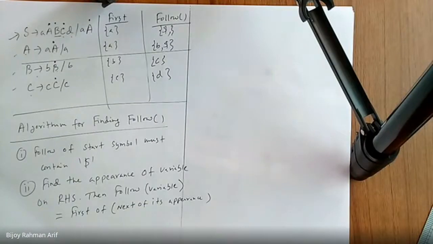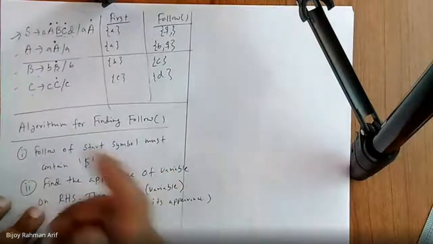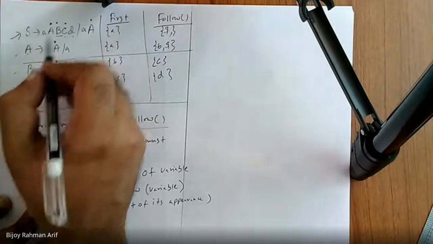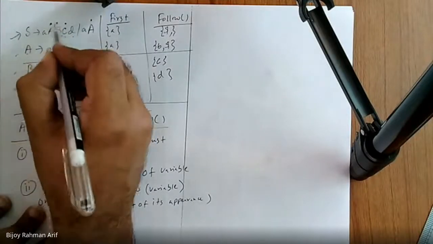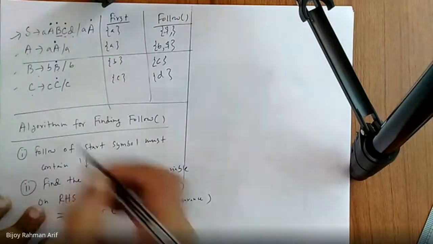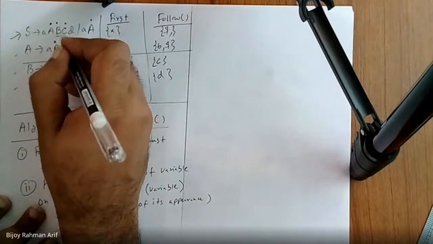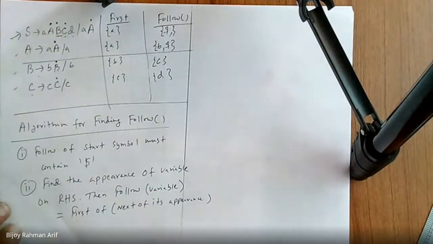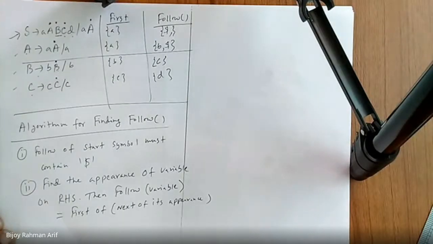Excuse me? These are clear. Yes, sir. Second rule. We are trying to find out the appearance of B on the right hand side. So here is this. So next of its appearance is C. So first of that term. Done? Any question?